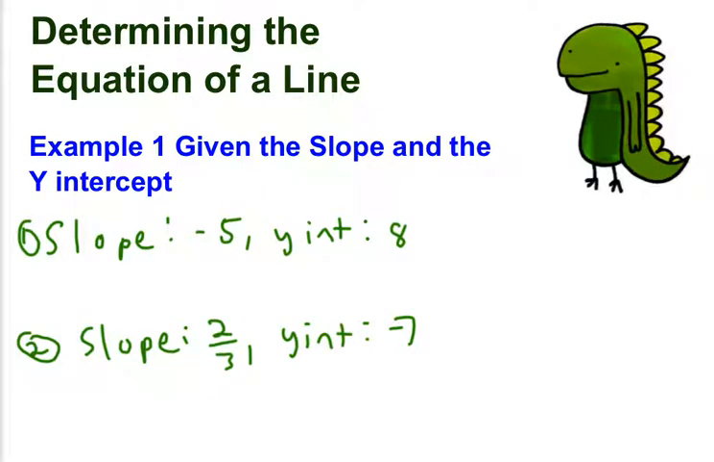Let's talk about determining the equation of a line. So we've been looking at slope-intercept form.